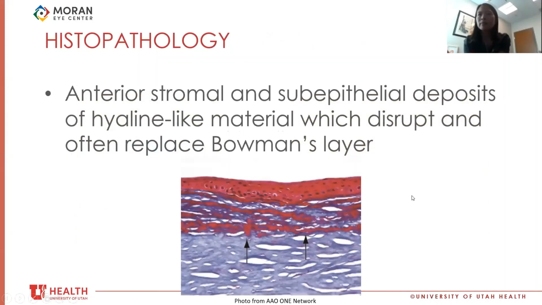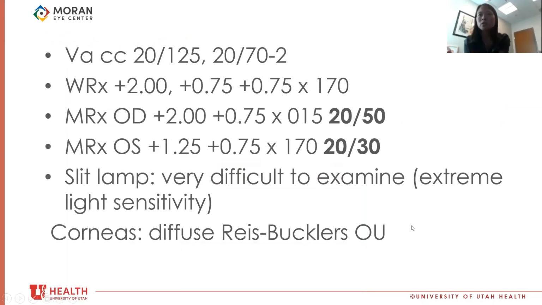And then there's a hyaline-like material which deposits in the anterior stroma and subepithelial area, and it disrupts and often replaces Bowman's layer. So back to the patient. On exam with his glasses, he was 20/25, 20/70. He's wearing a little bit of a hyperopic correction. We refracted him a little bit better to 20/50 and 20/30.